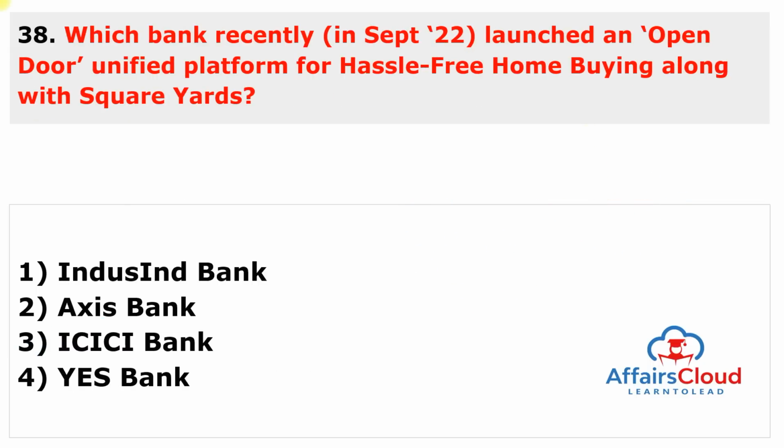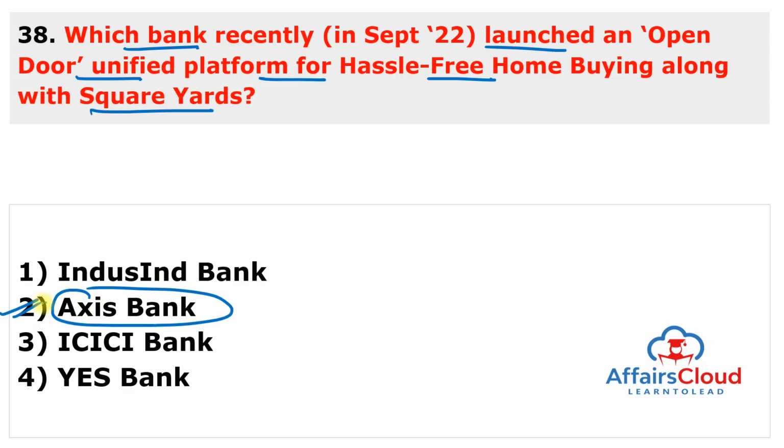Moving to the next question. Which bank recently launched an Open Door unified platform for hassle-free home buying along with the company SecureYard? This bank is Axis Bank. Very important question for the banking students. Axis Bank and SecureYard have launched a co-branded, first of its kind, unified platform, a home buyer ecosystem named Open Door. It is an integrated platform that makes the entire process of finding and purchasing a house a hassle-free and effective process for the clients. SecureYard will utilize Axis Bank's geographical reach and diversified portfolio of financial products to enhance the home buyer experience.